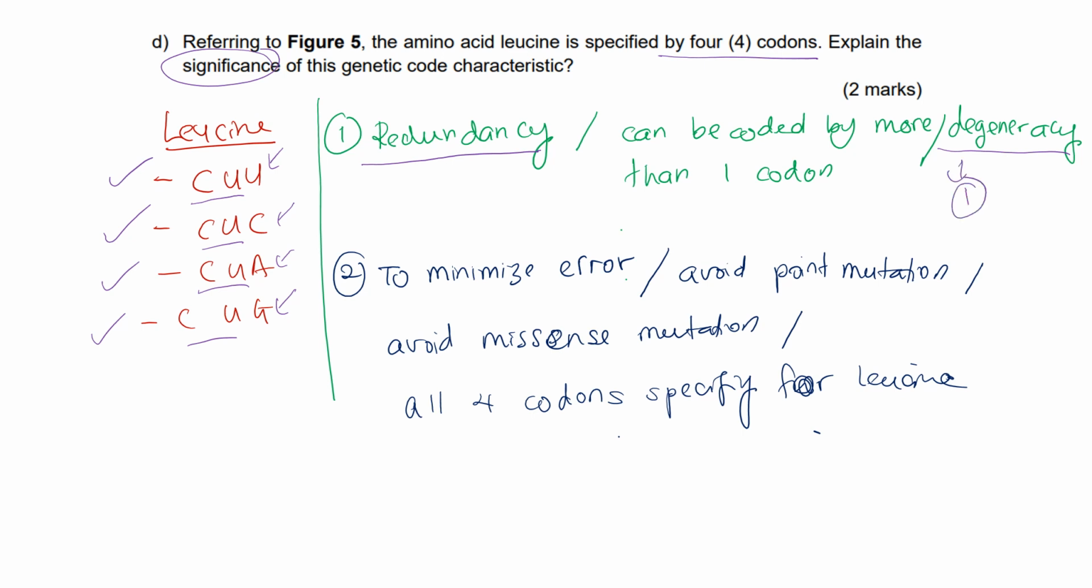For the second mark, it is to minimize error. When the third base is changed, this will code for the same amino acid, so it only allows silent mutation to occur. When the third base is changed, the codon that codes for leucine still codes for leucine. So this is to minimize error, or it avoids point mutation, or it can avoid missense mutation. Or all of the four codons specified for leucine.